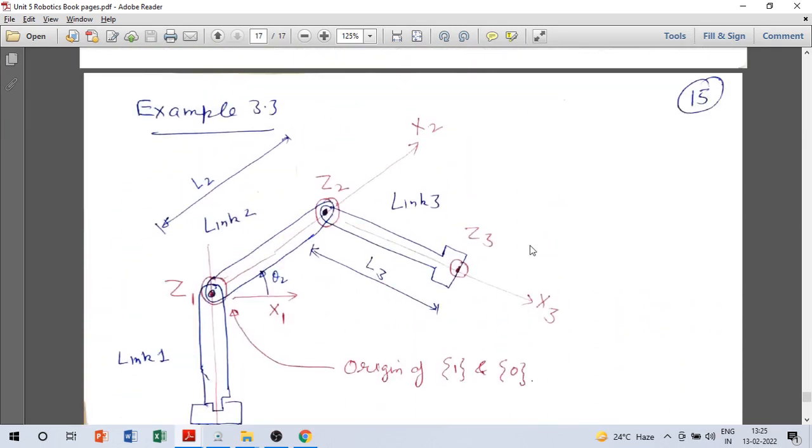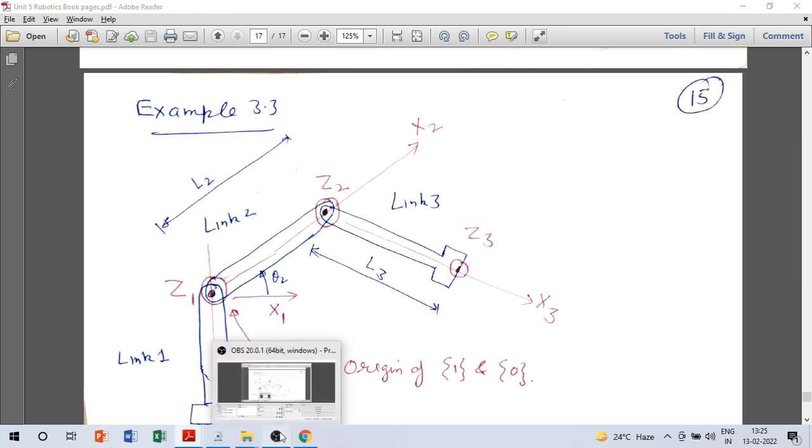So please practice these problems. This topic I covered from the book by Nagrath and Mittal. There is a book on robotics and control by Nagrath and Mittal, so the contents are from that book. We'll stop here.